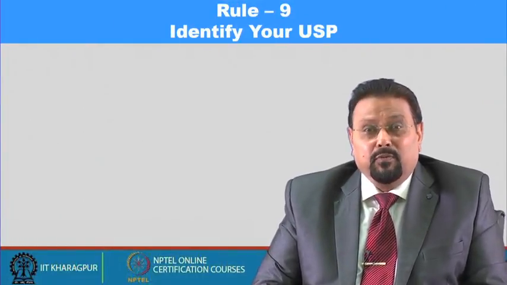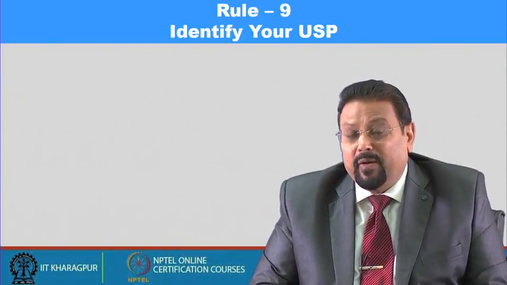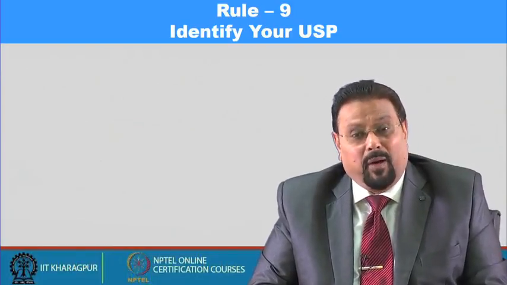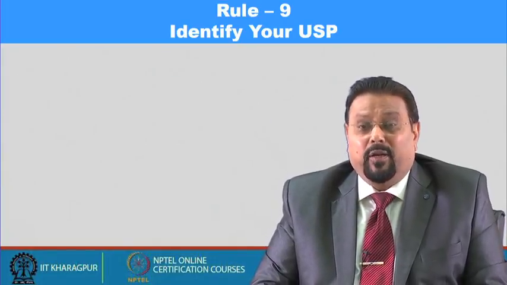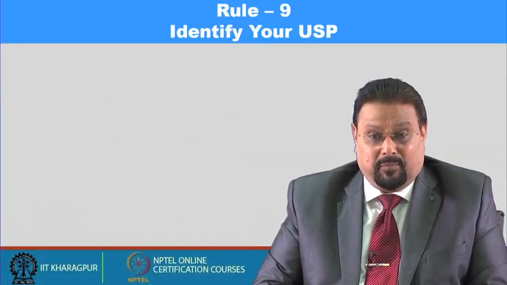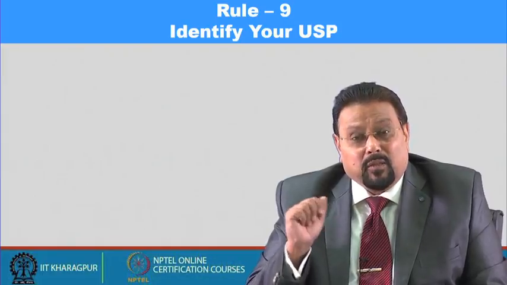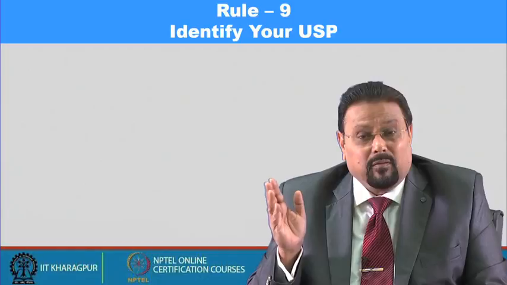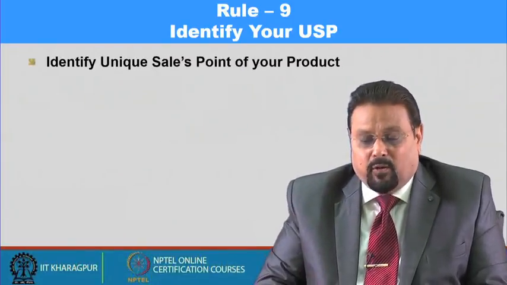Rule 9, identify your USP. USP is a very standard word which is floating in the marketing scenario. What's your USP? Everybody is trying to know. So basically, what is that uniqueness that your product has? It is like unique selling products, or anything like P you can put for anything. Unique selling products that you can think of.